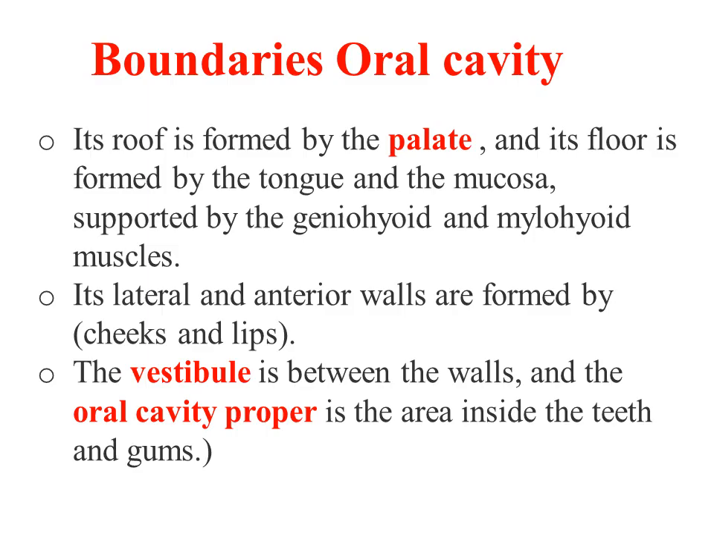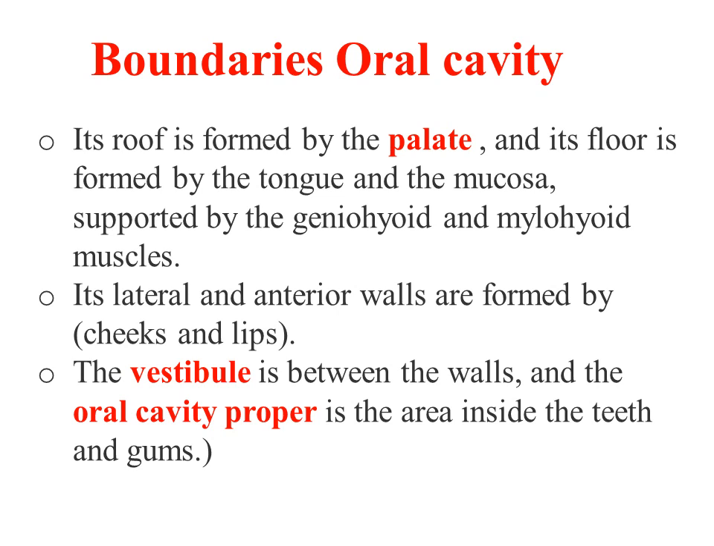Boundaries of the oral cavity. In the roof of the oral cavity, you will find the palate. It's divided into soft palate and hard palate, and the floor is occupied by the tongue and mucosa, supported from below by geniohyoid and mylohyoid muscles. Mylohyoid is the oral diaphragm. The lateral and anterior walls are formed by cheeks and lips.